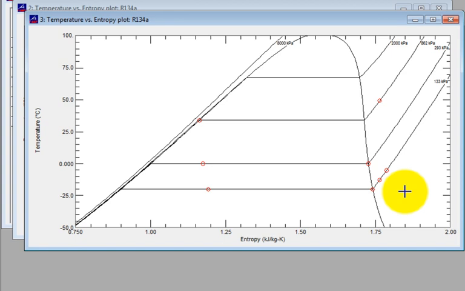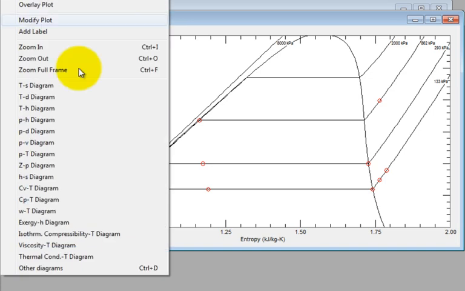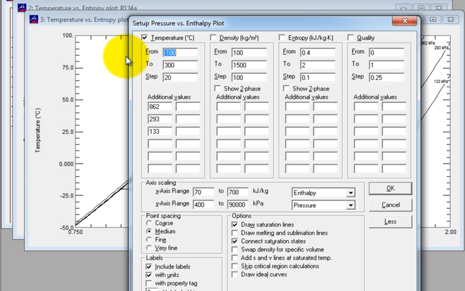Okay, well, let's do this. I want to introduce you to another plot. We like pressure enthalpy plots. Why? Because a lot of times going through the valves, it's isenthalpic. And we have only three unique pressures in this vapor compression refrigeration system. So set up the pressure enthalpy plot.